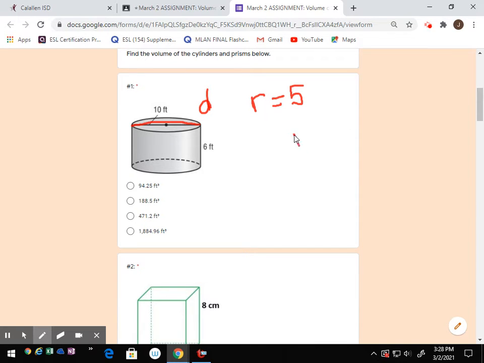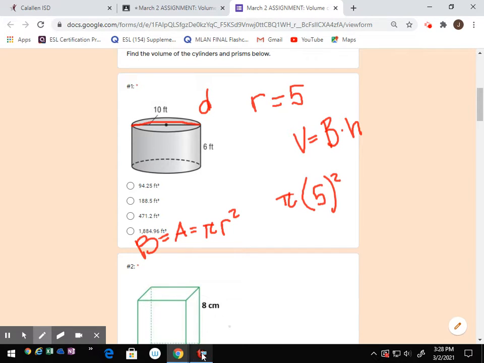Volume, V, is equal to big B, which is the area of the base, times height, which is the height of our 3D shape. Okay, so area of the base. Our shape of the base is a circle. We already know that the radius is 5, so our area formula for big B is pi r squared, the area of the circle. We're going to replace r with 5, so we'll have pi times 5 squared.